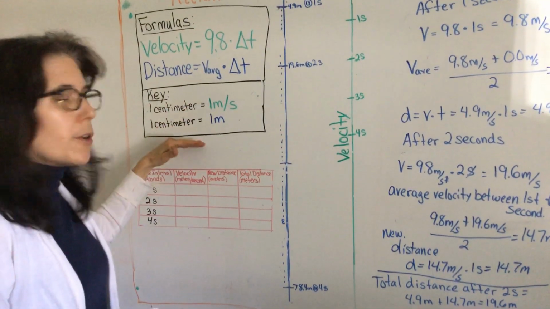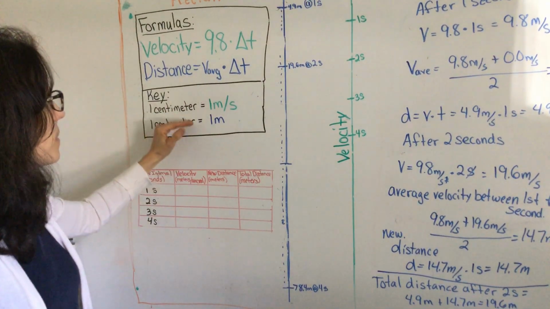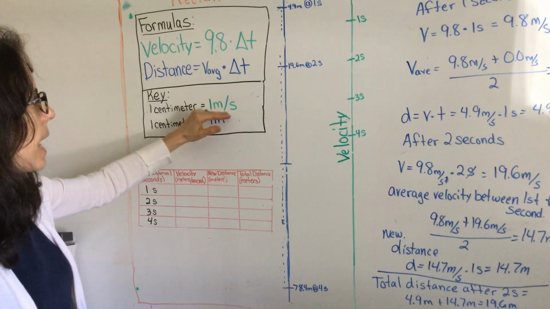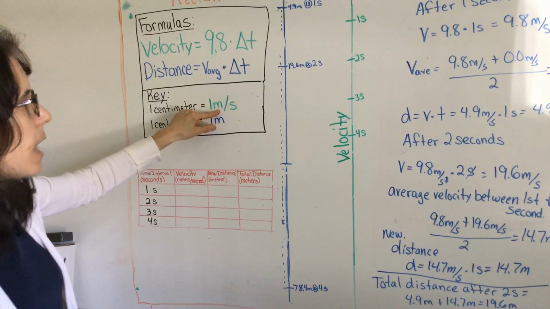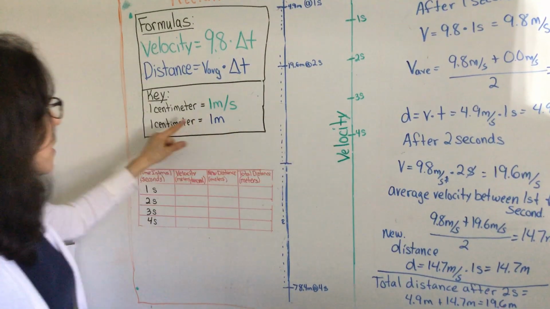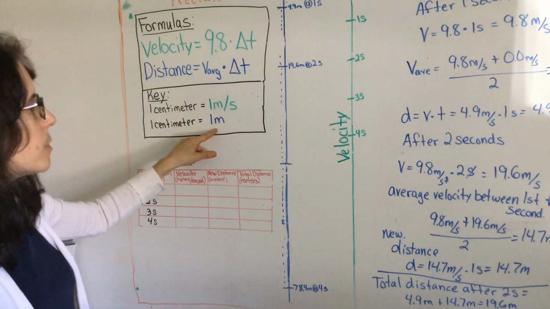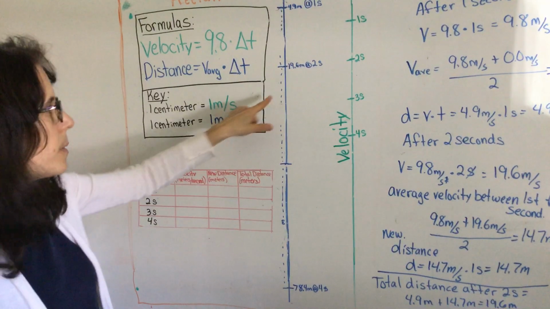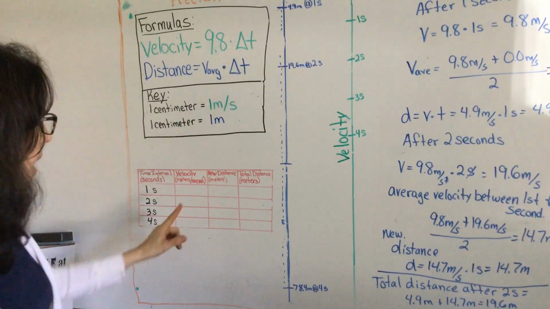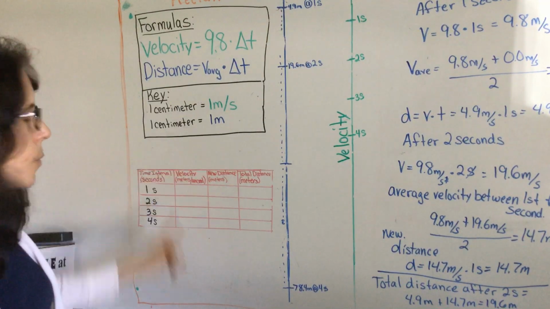Then you're going to put underneath that your key, because you're going to make 1 centimeter equal 1 meter per second, okay? And that's the velocity, so that's going to be the color of your velocity line. And also 1 centimeter is going to equal 1 meter, and that will be matching your color for your distance, all right? Underneath that, you're going to put a table.